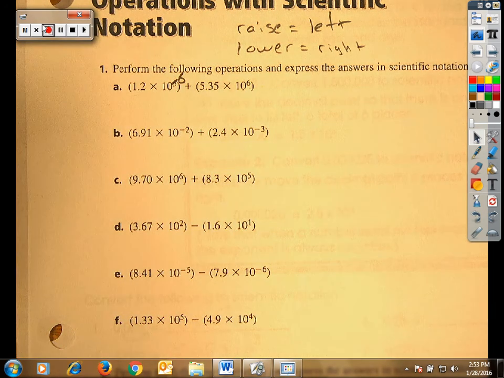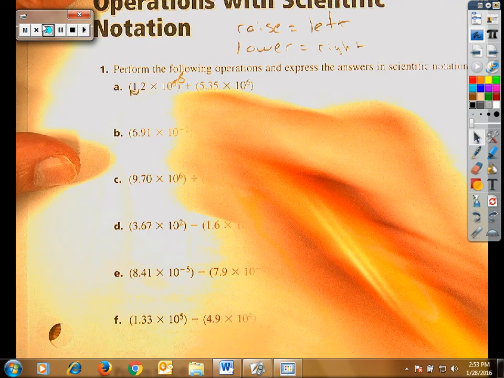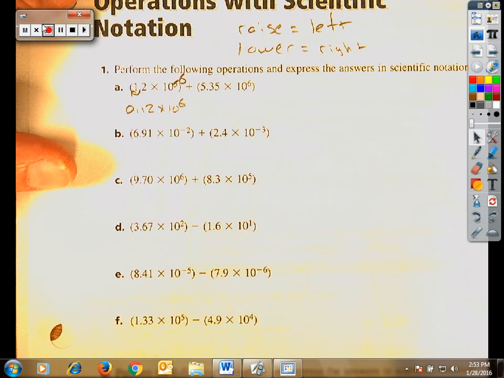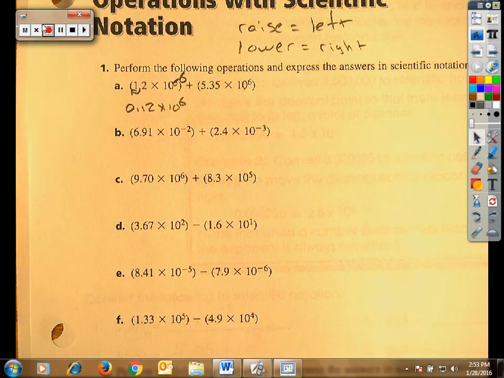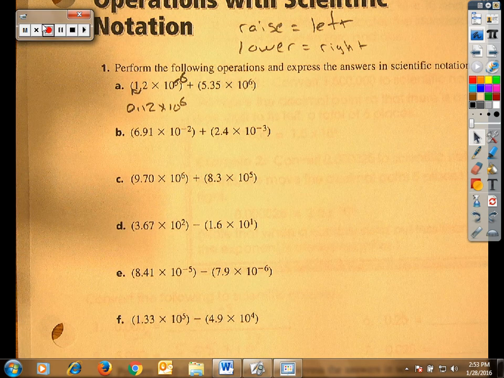It's nice and neat. So because I raised this by 1, I'm going to move this decimal point to the left 1. So that becomes 0.12 times 10 to the 6th. At that point now, I can just go ahead and add those two numbers together. So I do 5.35 plus 0.12. I get 5.47.